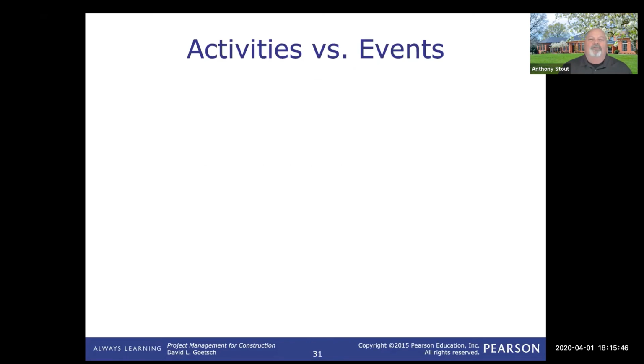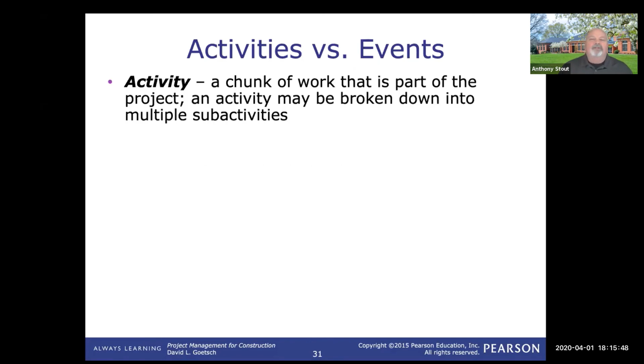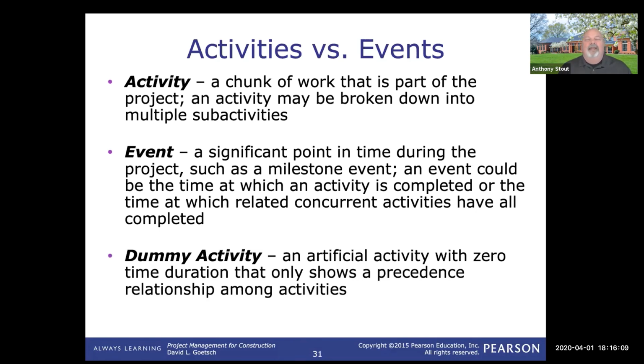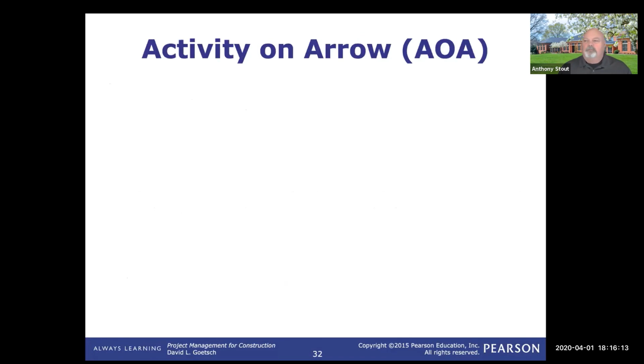All right, so I've said activity several times. We're really talking about a chunk of work that needs to be done as part of the overall project. Now, you can have multiple sub-activities, but you can just count that as one chunk of work that has to be done. The event below that is a single point in time or a single thing that's being done. And then we can have a dummy activity that just shows a relationship.